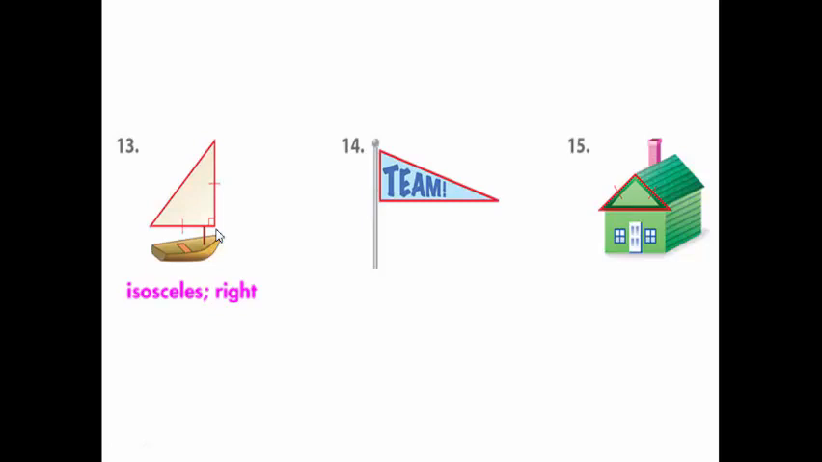Here I have question number 14. If I have this flag, what do you call this triangle? According to sides, no equal sides, so we'll call it scalene. And I have here a right angle. This is a right angle, surely. So scalene right.